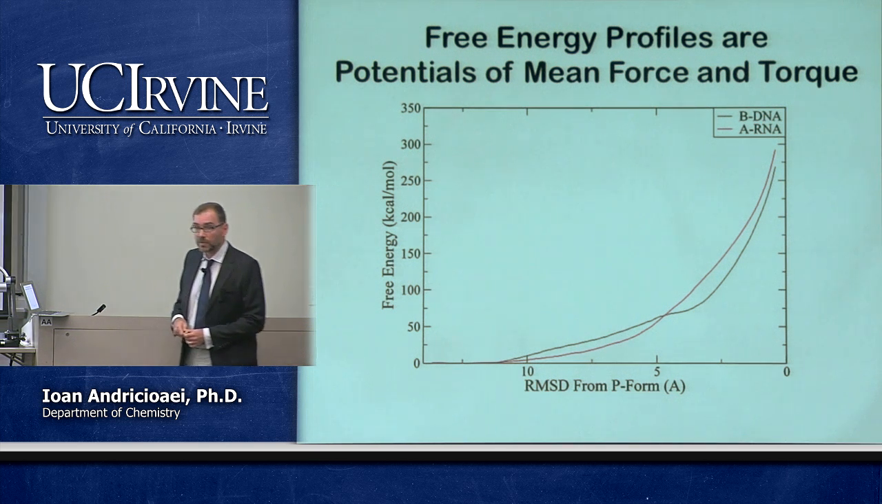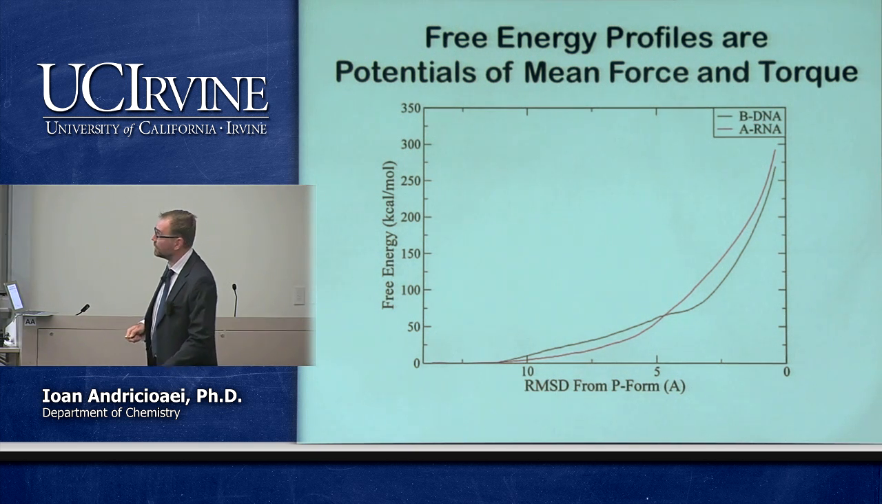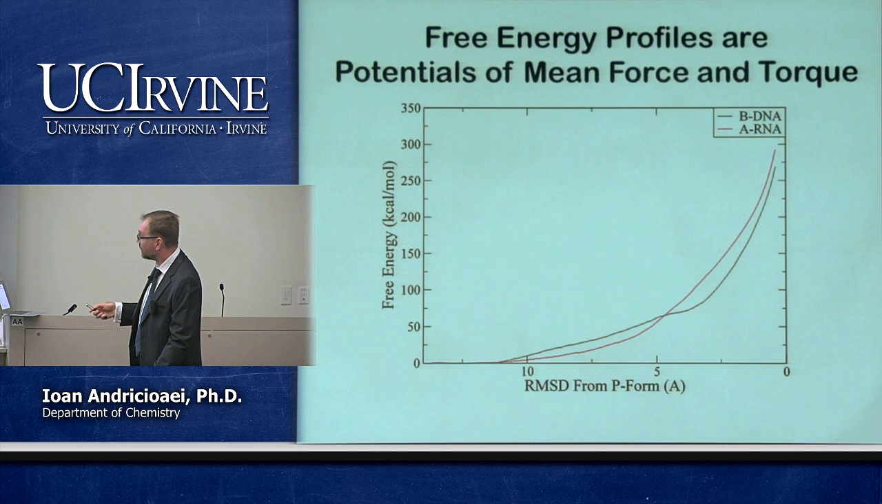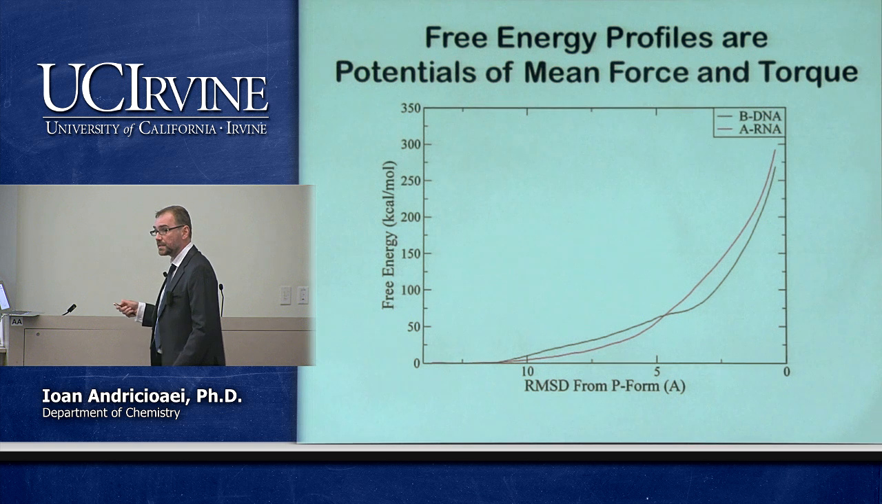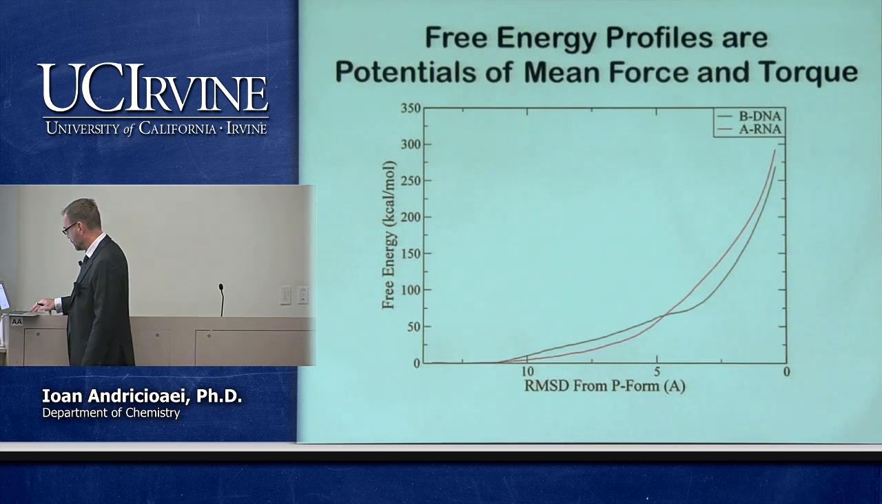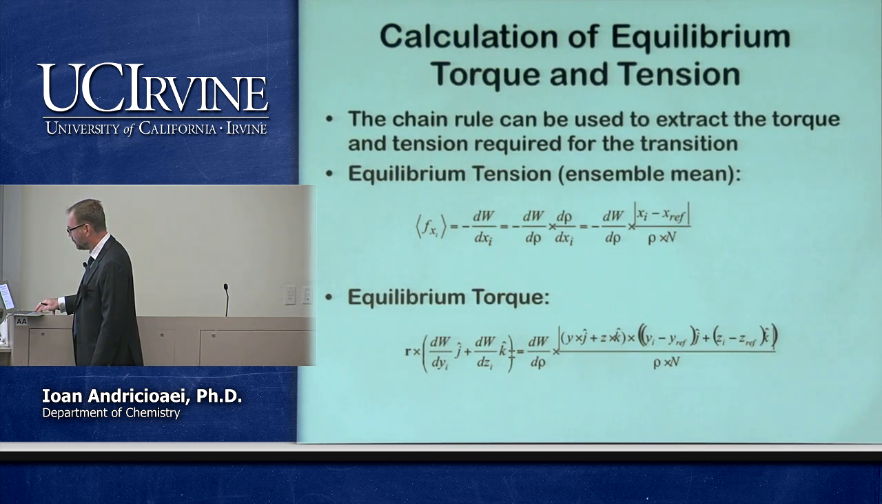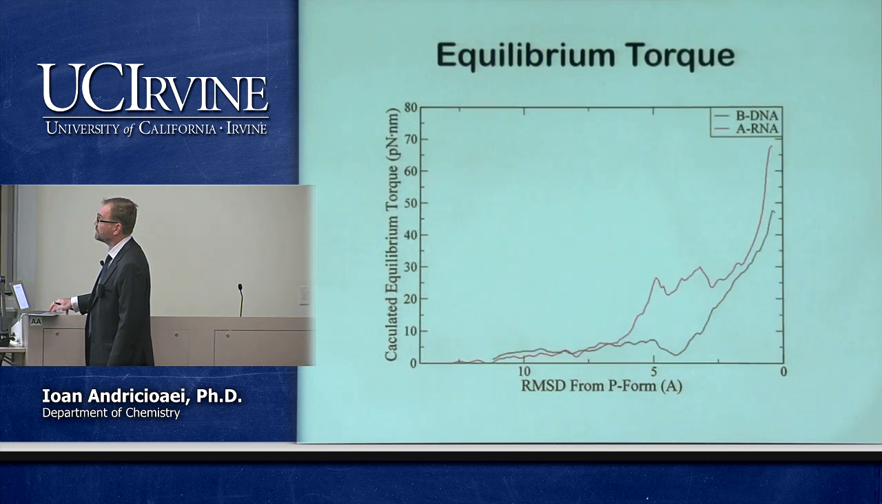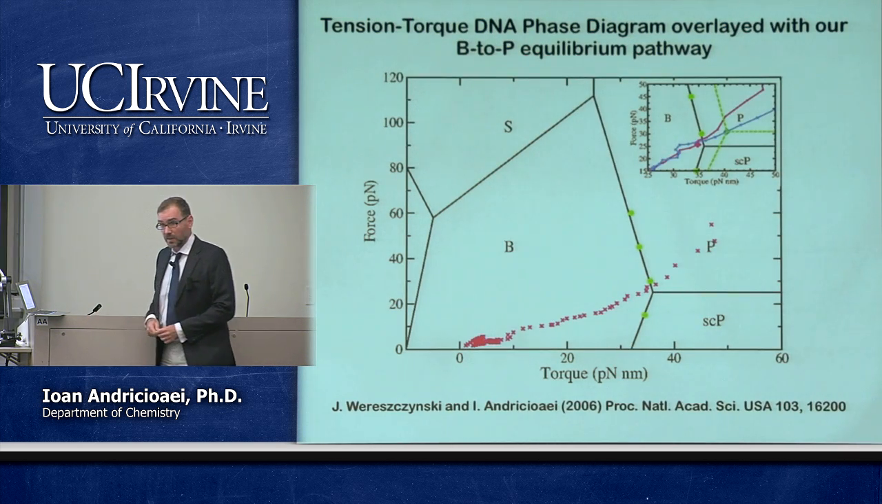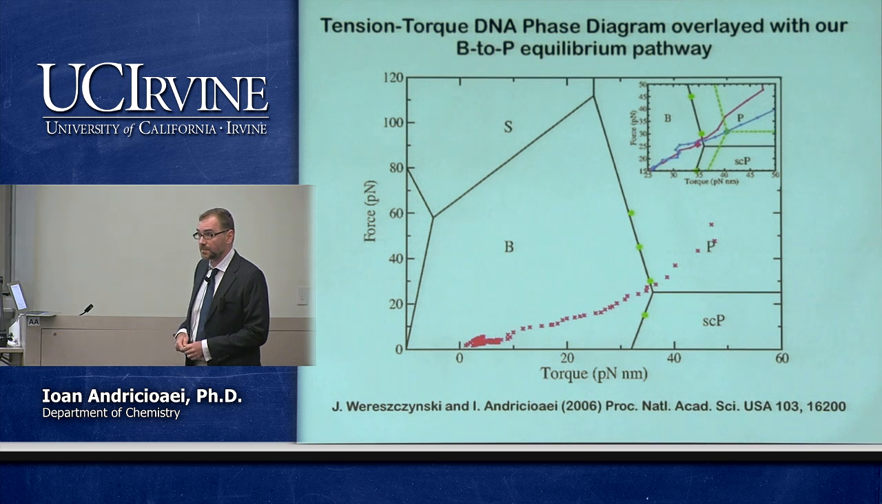So we can be a little bit more quantitative than that and calculate a free energy profile as a function of a reaction coordinate that goes from B-DNA, from Watson-Crick DNA, to Pauling DNA. And this free energy profile, the derivative of this free energy profile, will give us the force and the torque on the DNA exactly. So then we can go ahead and compute those tensions and torques from the simulation. They're shown here. And then we can go and check with existing experimental data.